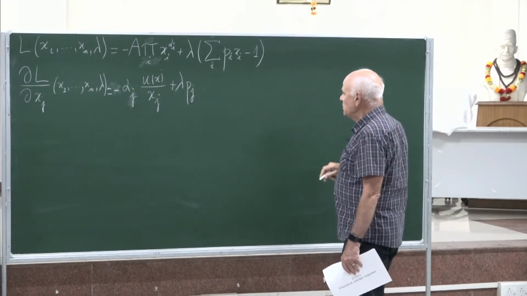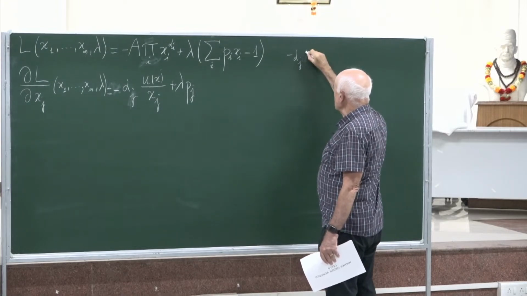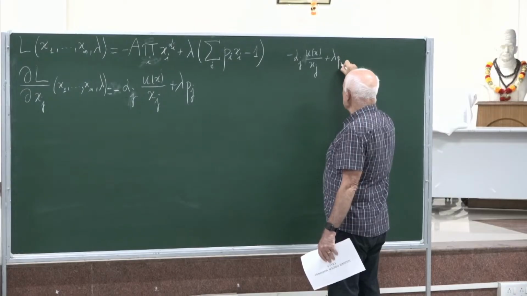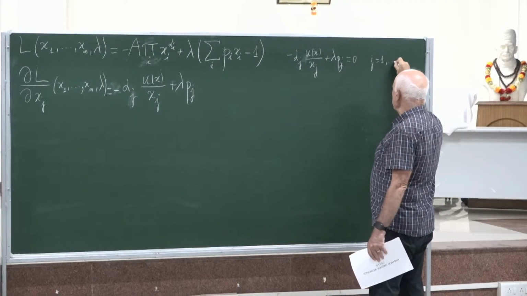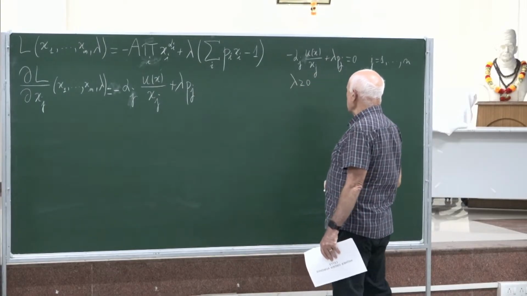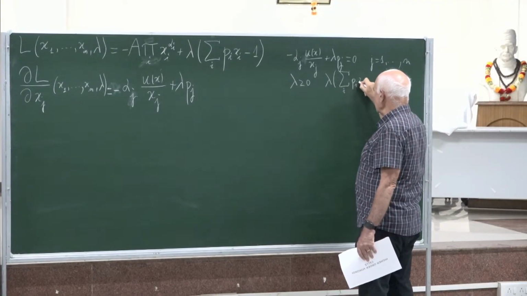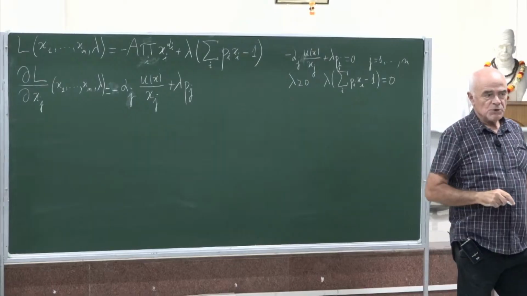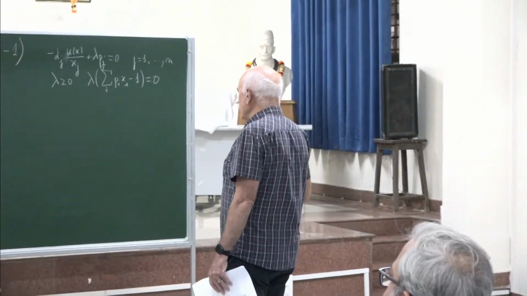So the KKT conditions are minus alpha j u of x divided by xj plus lambda pj equal to 0 for j from 1 to n, lambda non-negative, and lambda times the sum of pi xi minus 1 equal to 0, plus the constraints, the only constraint we have.